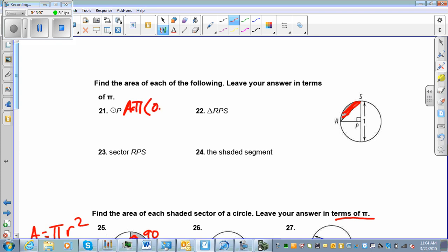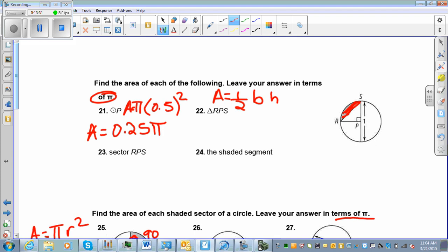The radius is going to be 0.5, so it's going to be 0.5 squared. So the area, and leave the answers in terms of pi, would be 0.25 pi for the whole circle. Then the next one is to find the area of the triangle, which is 1/2 base times height.